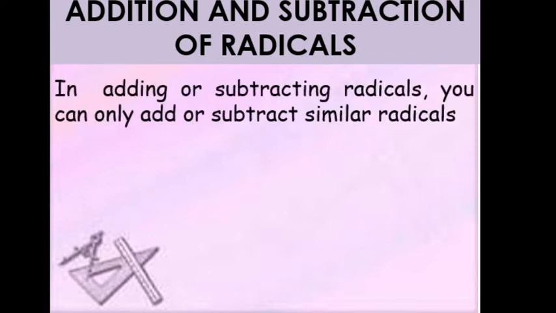In adding or subtracting radicals, you can only add or subtract similar radicals. So kapag sinabi nating similar radicals, ito yung magkakatulad ng index, or it's either square root, cube root, fourth root, at dapat magkatulad din sila ng radicand or yung number na nasa loob ng radical sign.